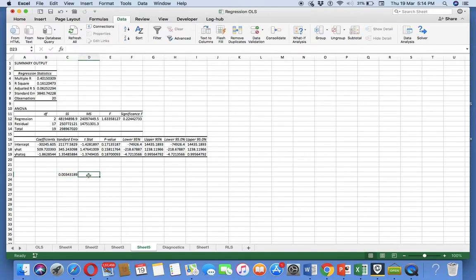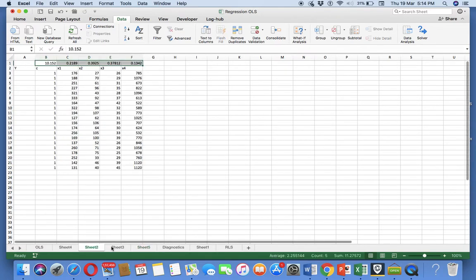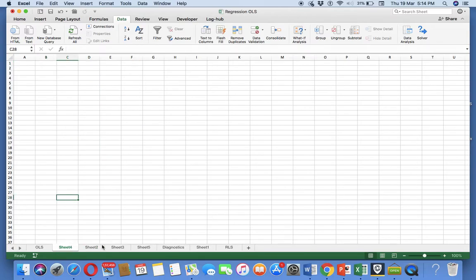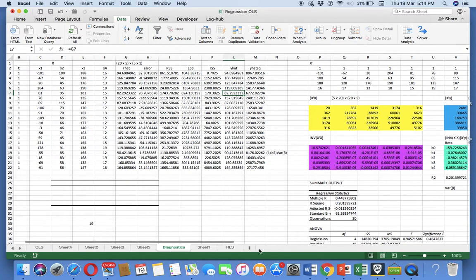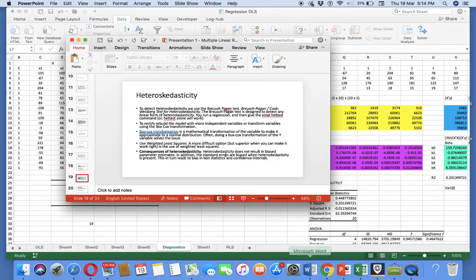It's not significant, and therefore we conclude that there is no heteroscedasticity in the data. Okay, there is no heteroscedasticity in the data, and the first assumption is valid. The second assumption is the assumption of multicollinearity. So we shall go back.